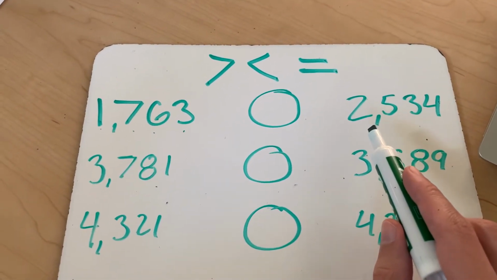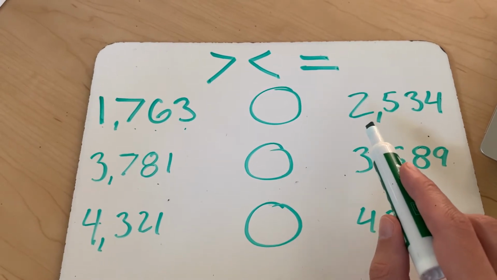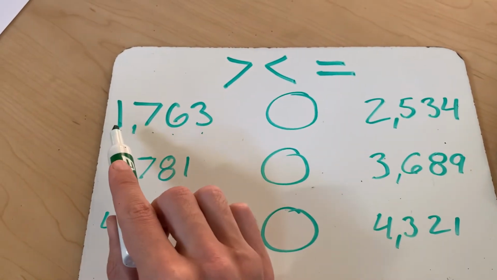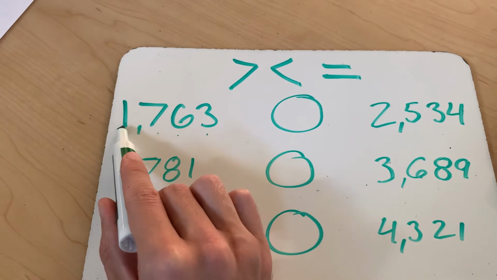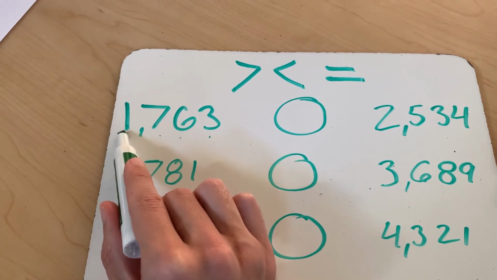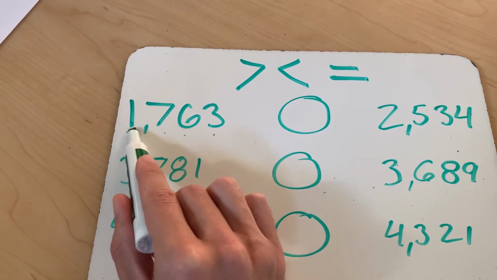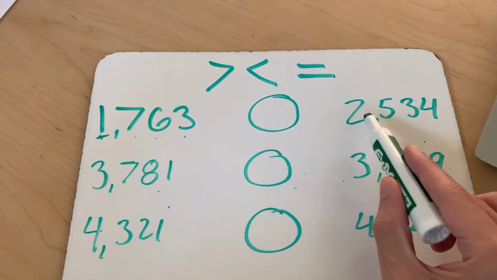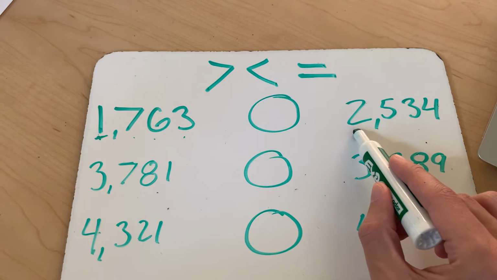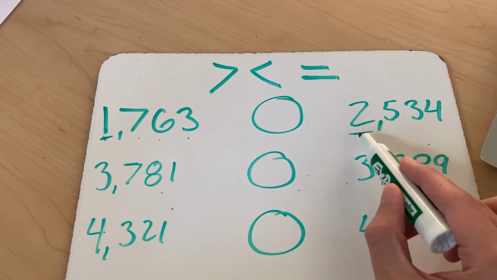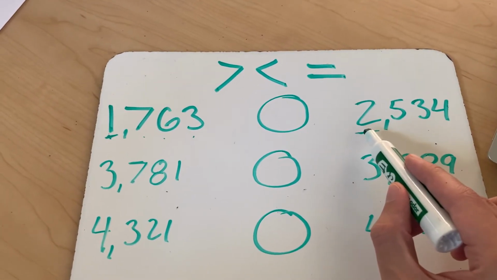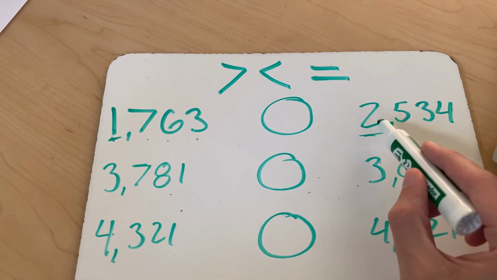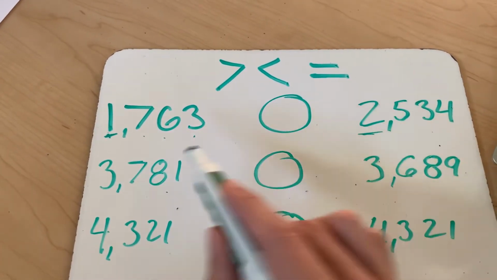First thing we want to do is look in the largest place value and compare those digits in that value for both numbers. So in this one, we have a 1 in the thousands place. So what we want to do is look at the next number. We have a thousands place. There's a 2 in the thousands place. So here we can already see that 2 is greater than 1.